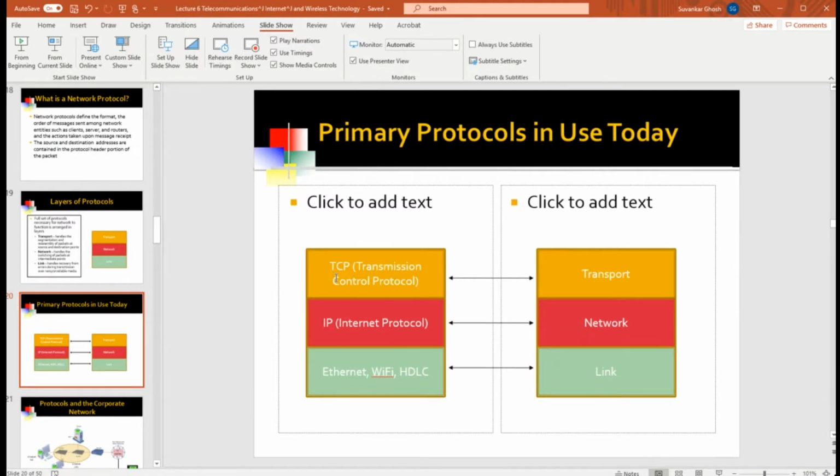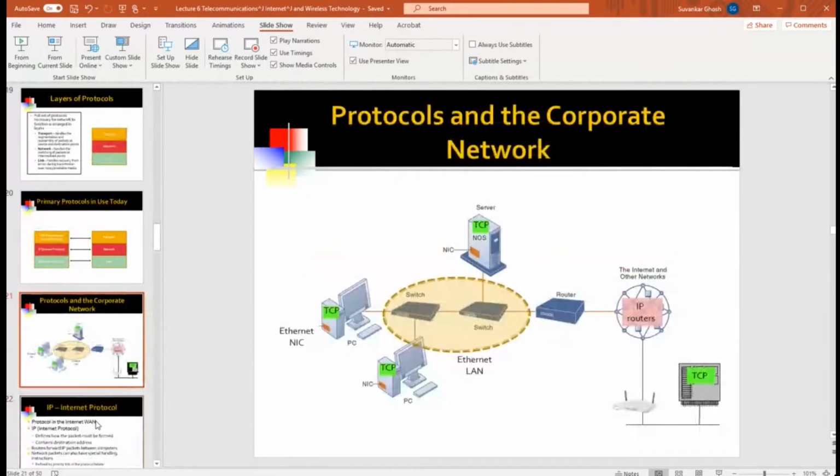Now let's talk about why we need 3 different protocols. Couldn't we have done with one of them? No, we could not, because the 3 different protocols are doing different things. So let's first talk about the link level protocol.